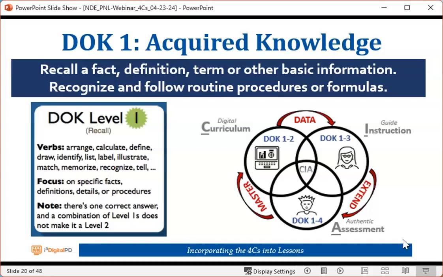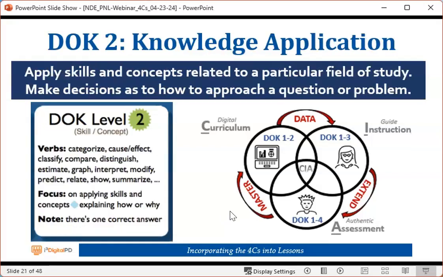So now let's talk about DOK level 2. If you're looking at the diagram on the left, notice where DOK level 2 is. DOK level 2 is also found in all 3 levels. You can guide it, you should release it to the students, and definitely release it to the digital curriculum so you can do some teaching by walking around. This is where they're applying skills.